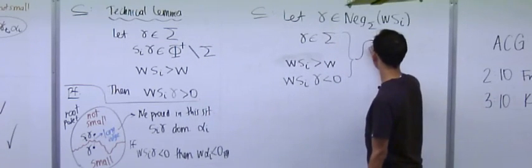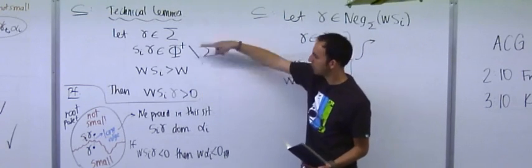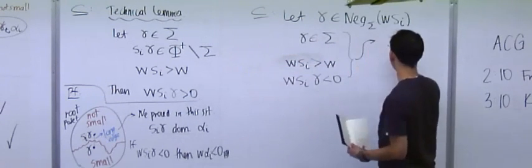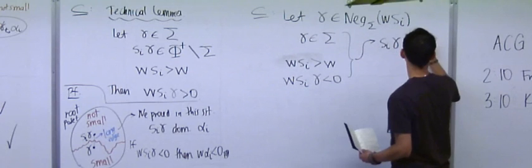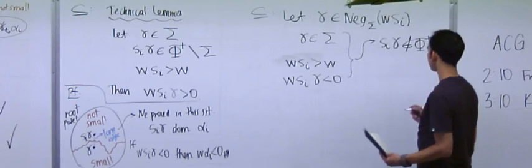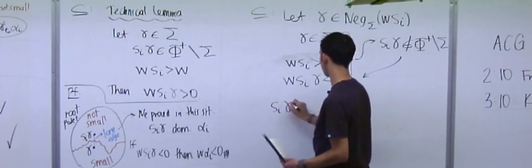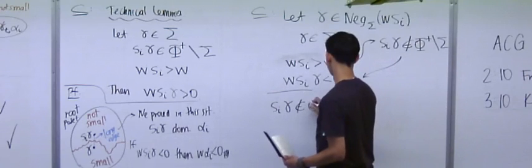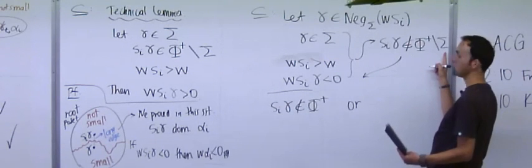So what this must mean is that because the conclusion of this lemma is false, but these two hypotheses are true, that must mean that this hypothesis is false. So this must mean that SI gamma is not in phi plus minus sigma, right? And so this means one of two things. Either it means that SI gamma is not in phi plus, or it means that it is in phi plus, but it's also in sigma.